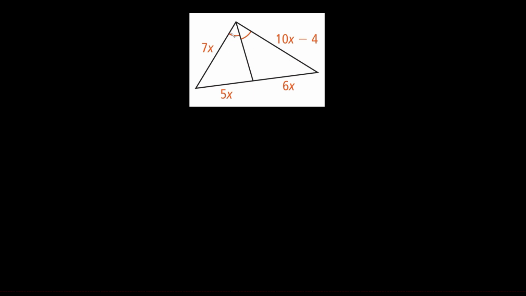All right, here's our last example. Again, we have our triangle with the angle bisector. We have these 4 different lengths, and we're just trying to solve for x. So again, let's set up our proportion. On this first ratio, again, we can relate the two sides along the same length down here. So that would be 5x and 6x. Then on top over here, we would have 7x. And on the bottom over here, we would have 10x minus 4.